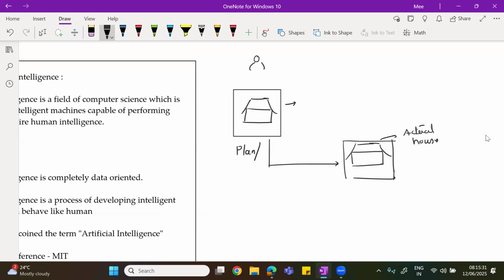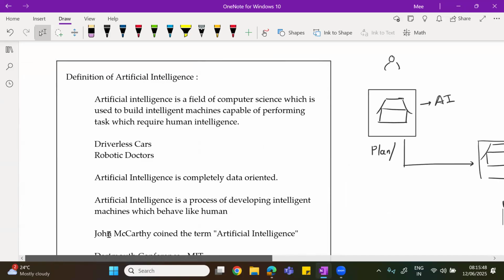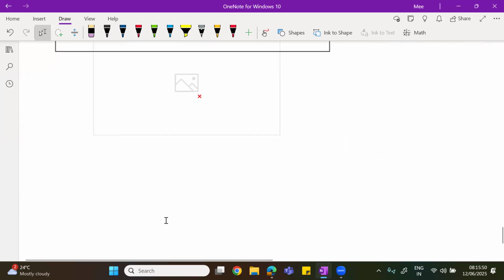So this is like your AI, and this is like your ML. ML or DL or generative AI is the one which is used. This is a concept which says how to build intelligent machines.